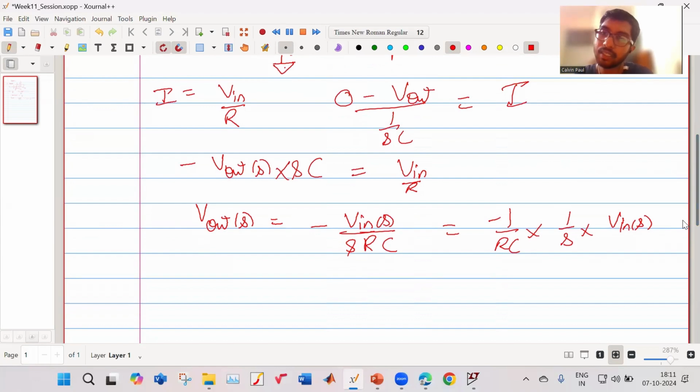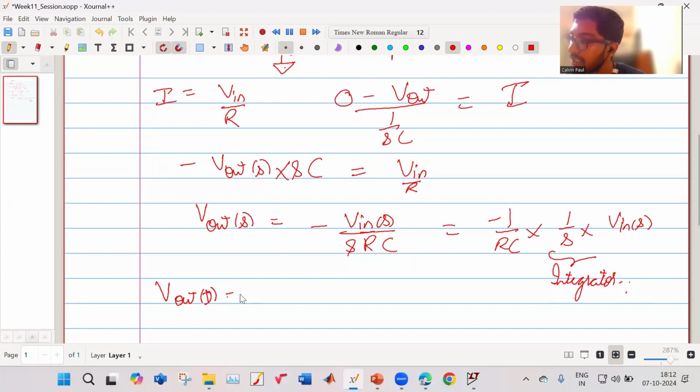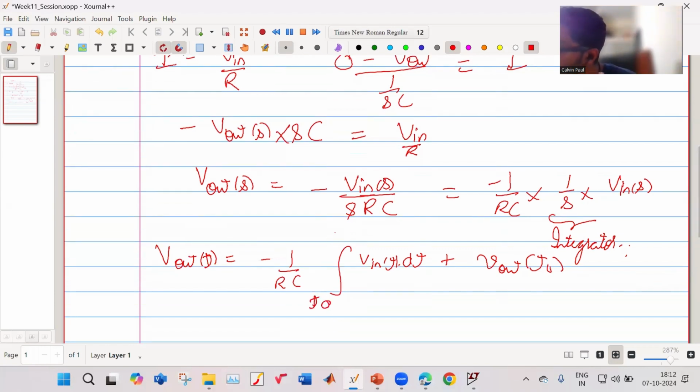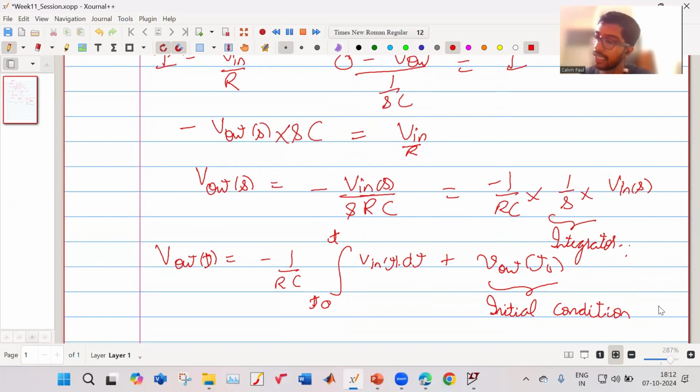And in the Laplace domain, how do we represent an integrator? Does anyone know? One by S. Yes. So this is actually your integrator term. So if we write in the time domain, my V output of T is actually minus 1 upon RC integration of V in of T into dt from T0 to time T, plus V output at the initial time T0. Okay. So what is this known as? The initial condition of the integrator. Okay, the initial condition of the integrator we must also know.